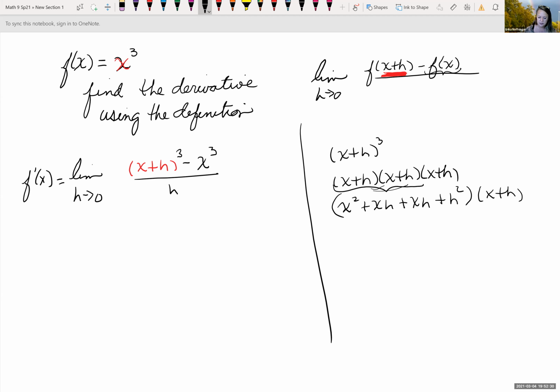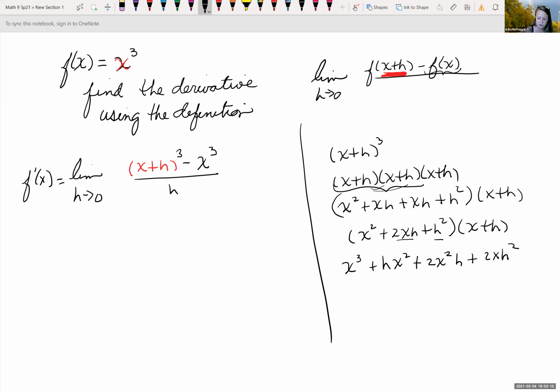Let's combine like terms in that first parentheses before we distribute. So I have x squared, well, an xh plus an xh is plus a 2xh plus an h squared, all times x plus h. So distributing here, x squared times x, x cubed, x squared times h, so that's plus a hx squared. So now taking 2xh and distributing it to each term. So plus 2xh times x, so that's a 2x squared h. And 2xh times h, so that's a 2xh squared.